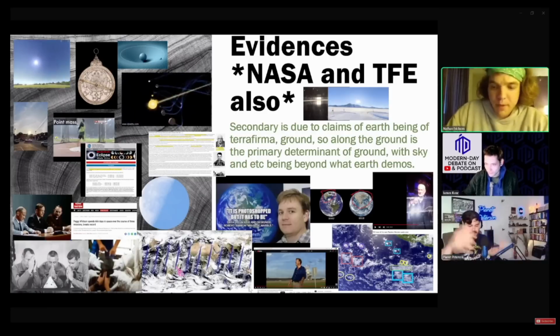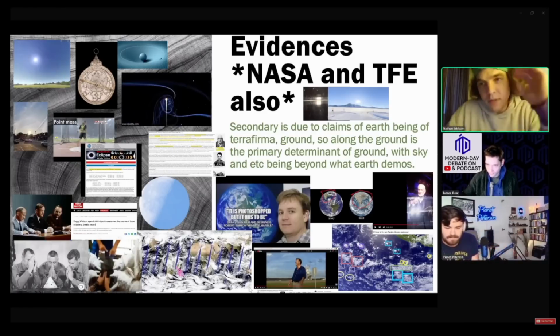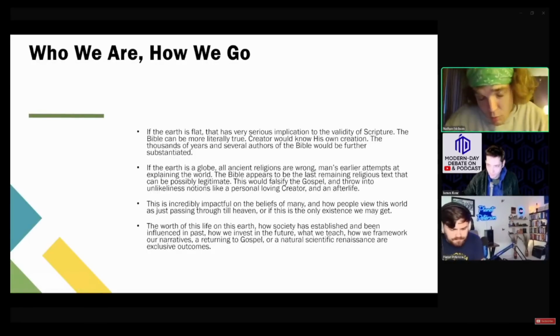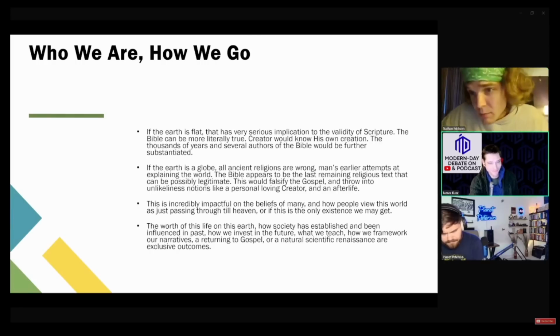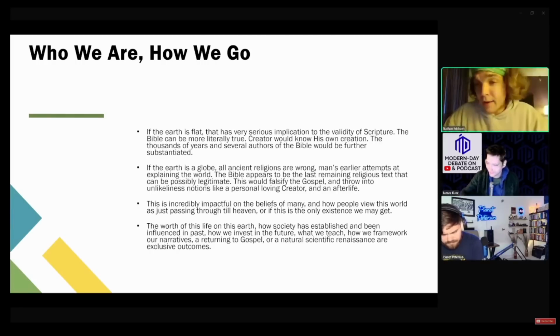And I think the biggest thing about this is, if the Earth is a globe, this is likely the only life that we get, and how we spend it here is very important. Our time here is very important. How we treat each other is very important. If the Earth is flat, our time is still meaningful, but we still have an afterlife as well. And I'll get more into those in the open discussion.